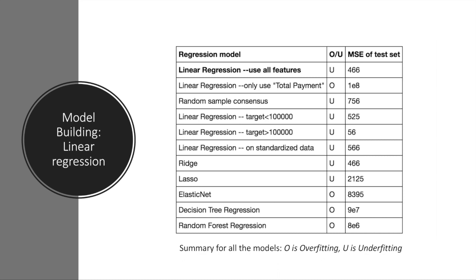Then in the model building, first is the linear regression. Here is a list. We find that linear regression has the best performance when we choose mean square error as the performance index. Although more complex models like random forest regression can solve the underfitting issue of linear regression, they are too complicated for the data because they are overfitting and have a large MSE on the test set.